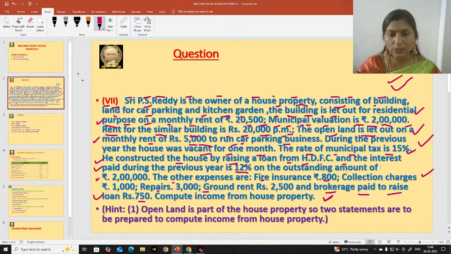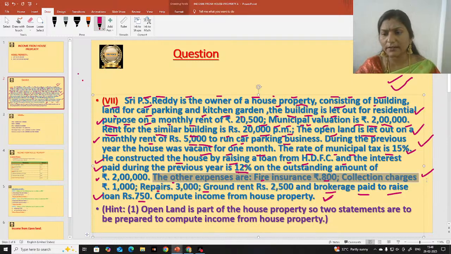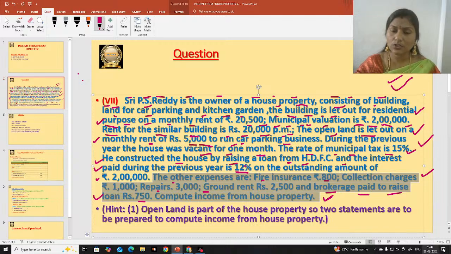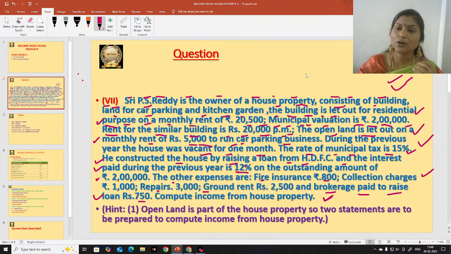And next, let us go back to the question. Fire insurance, here they mentioned all the expenses. Fire insurance 800, collection charges 1000, repairs 3000, ground rent 2500, brokerage paid to raise the loan 750. These all we are not going to take anywhere in the question. They give because the assessee is paying, but we are not going to record them anywhere in the calculation of income from house property. There we are going to take into account only municipal taxes and interest on loan, and standard deduction we are going to give. And ARV, SRV, MRV, FRV, these all we need for calculation of GAV.